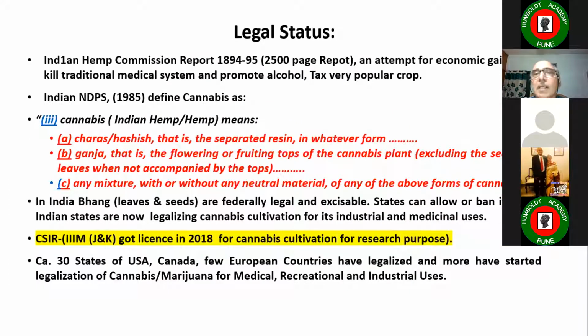Now, what is the legal status? Because this is very, very critical for most people to know. Well, the Indian Hemp Commission was established by the Britishers in 1894-95. It produced a 2,500-page report, and I have downloaded it. It's easily available on archive.com, and there are commentaries on it.